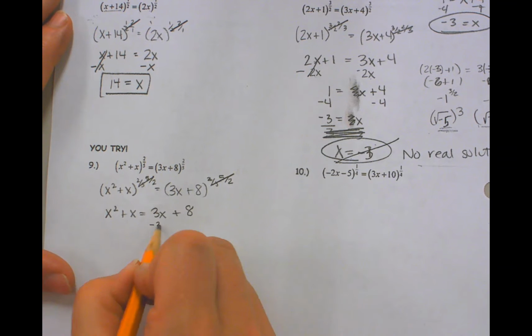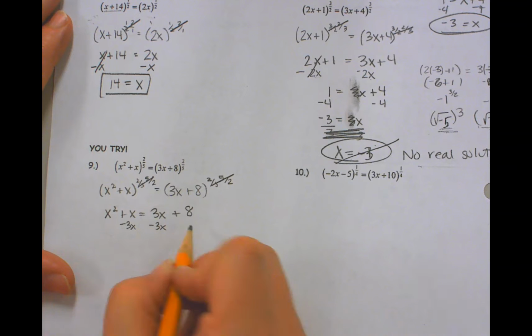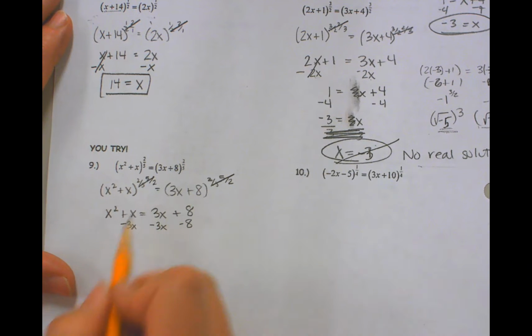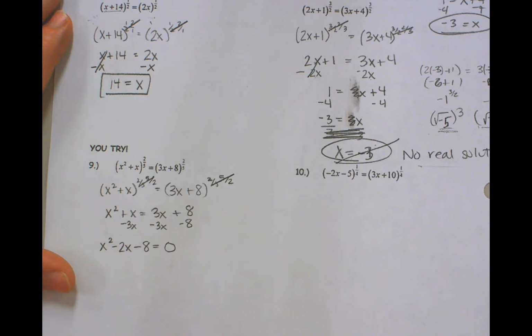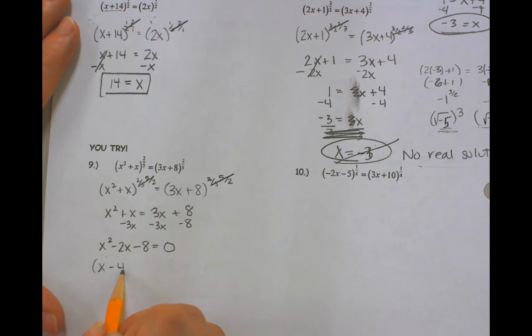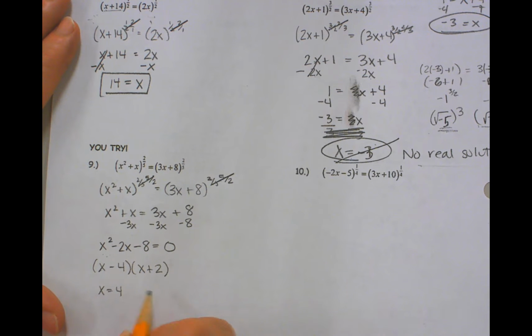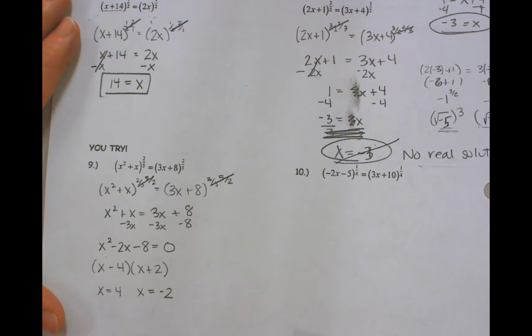So then if I subtract 3x from both sides and subtract 8, right? Anytime we see an x squared, we want to know that we're going to have to bring it all over to one side to factor. So once I bring this all over, I have x squared minus 2x minus 8, which will factor to x minus 4 times x plus 2. So x equals +4 and x equals -2.